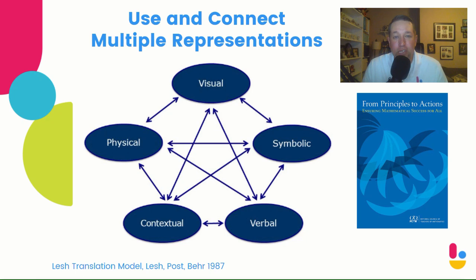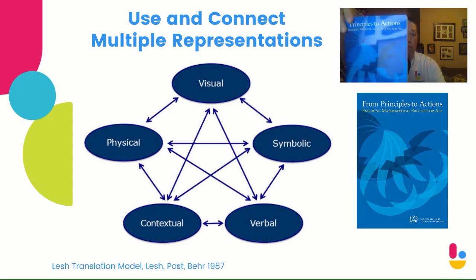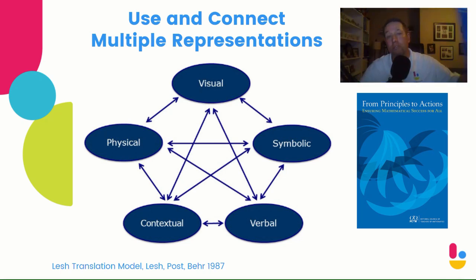Throughout the session today, you're going to see me model numbers in a variety of different ways. If you're not already familiar with the image on the screen, this is called the Lesh translation model, and this model really features the 5 forms of representation in math: the physical, the visual, the symbolic, the verbal, and the contextual. Making connections across these different representations is really essential to learning. If you've not checked out the book Principles to Action, I highly recommend it. This was a publication from NCTM, and I found the section on tools and technology especially interesting as it applies well to using digital manipulatives.